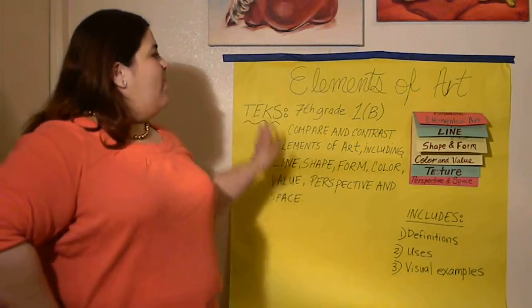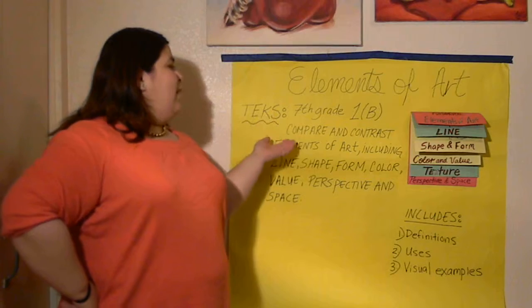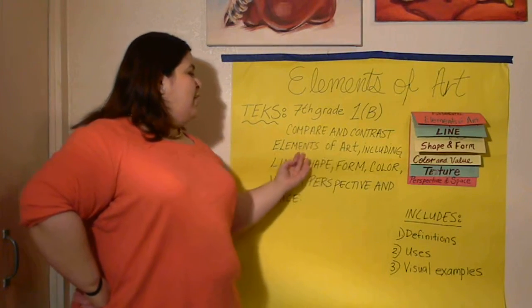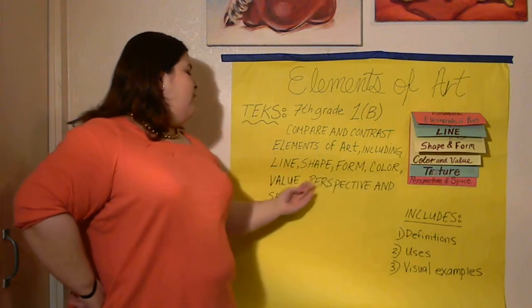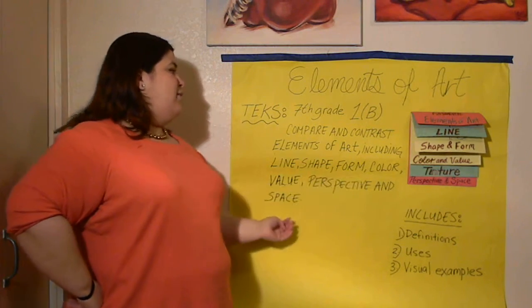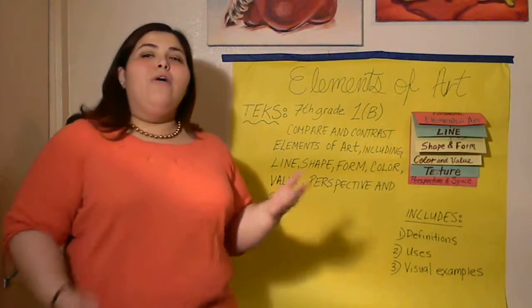We're going to be talking about elements of art. Specifically, we're going to be learning how to compare and contrast elements of art, including lines, shape, form, color, value, perspective, and space. This is a 7th grade TEK and it is 1B. Now, how are we going to do this?